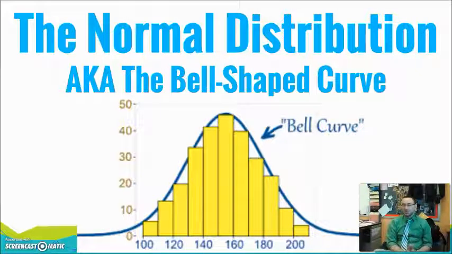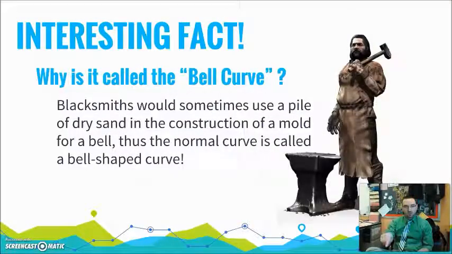The normal distribution, aka the bell-shaped curve, interestingly enough, was called the bell curve because of blacksmiths. Interesting fact, a little tidbit for your knowledge bank that you're developing. Cool. Okay, blacksmiths would sometimes use a pile of dry sand. If you pour sand into a pile, it looks like a bell, because that's what they used to create their casts for their molds for their bells. So the more you know.